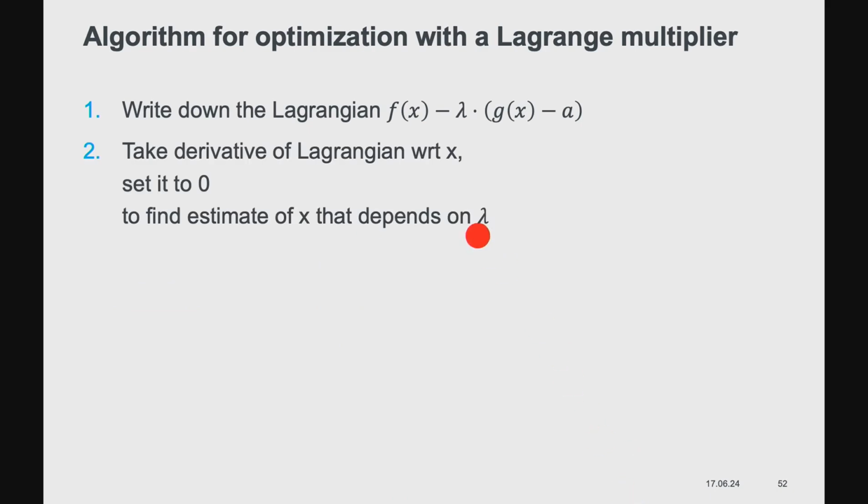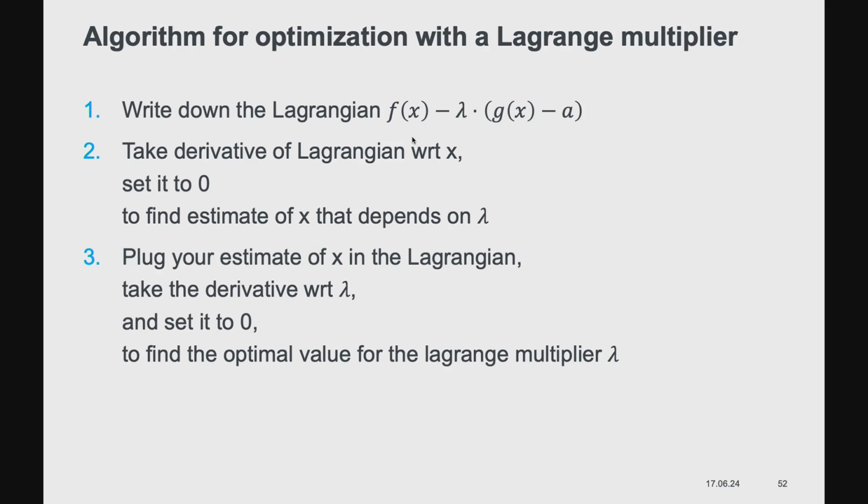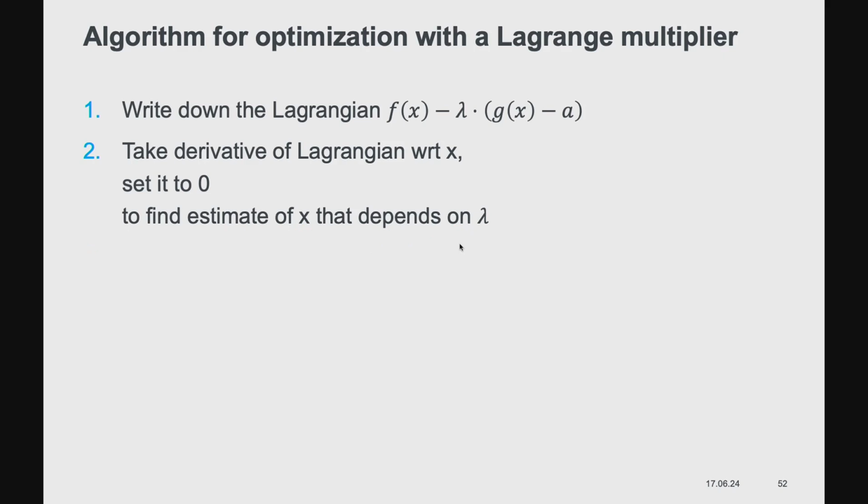Now we can take the derivative of this Lagrangian with regard to x and set it to 0, because we want to find the optimum. When we have this optimum, this is an estimate for x. This x, of course, depends on the lambda, and we don't really know what this lambda should be. But no matter which lambda we plug in, we get some kind of optimum. So the x that we get is not yet the optimum, but it's a better one than the one that we have right now.